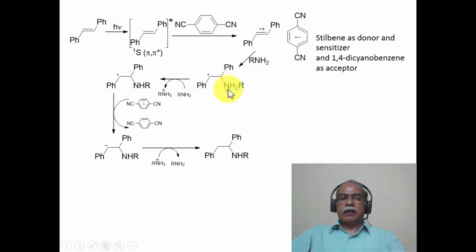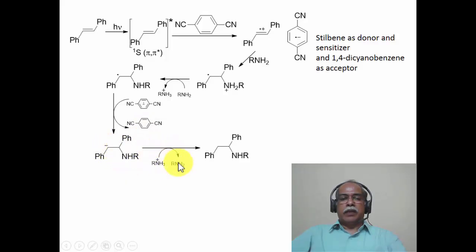This radical now undergoes an electron transfer process from the anion radical of dicyanobenzene, and the electron is transferred here to produce the anion here, regenerating the dicyanobenzene as the starting material. This is protonated by the amine to the corresponding hydrocarbon, which is this particular hydrocarbon.